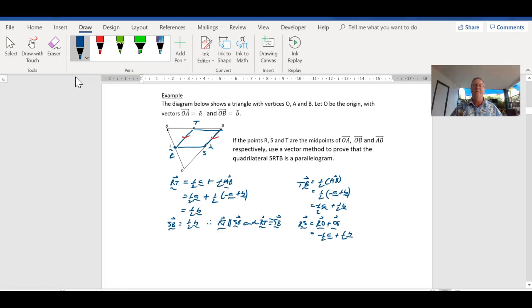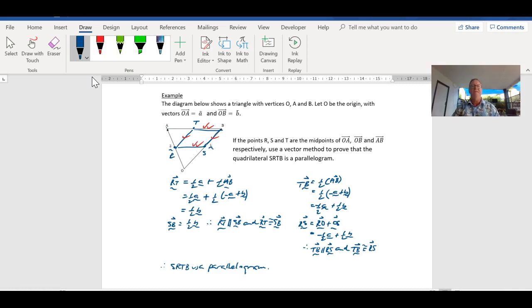Oh my goodness. Look at TB and RS. That means that TB is not only parallel to RS, but they are also exactly the same. TB is congruent to RS. What does that mean? That means that this side and this side are congruent and parallel to each other. What does that mean overall? I'm thinking that's enough to say that therefore SRTB is a parallelogram.